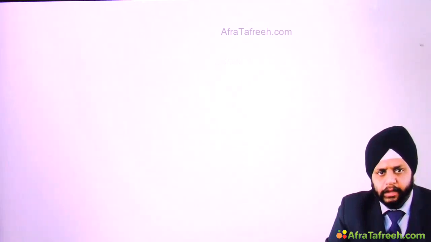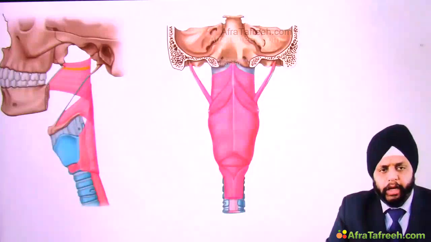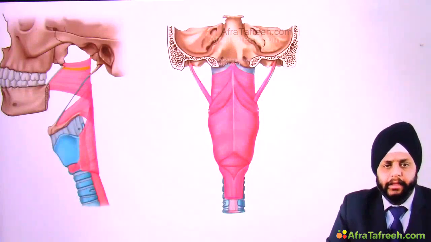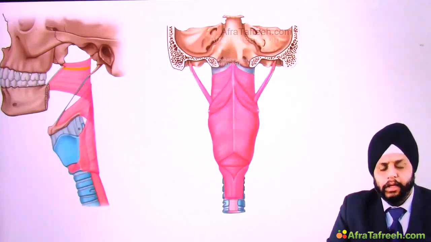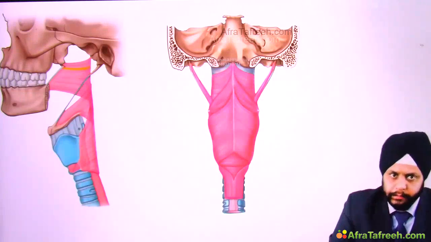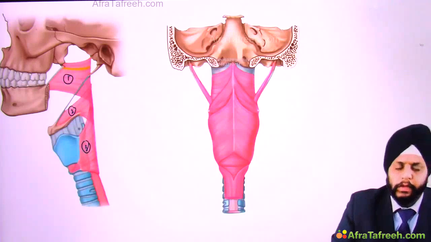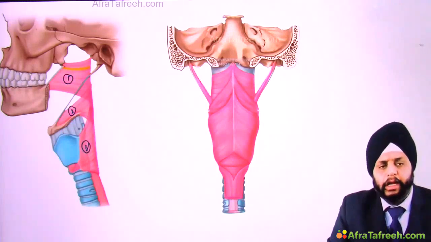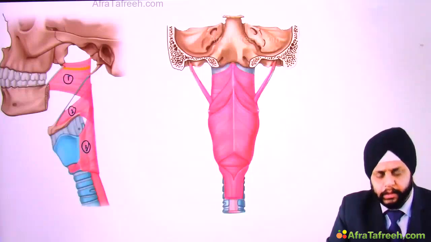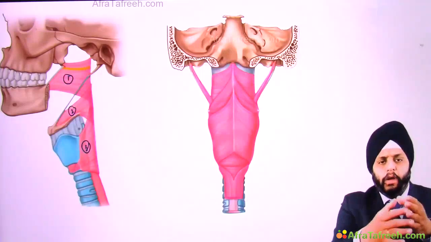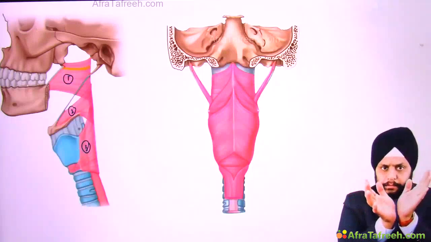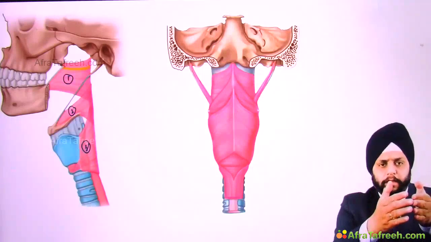Okay, let's look at this diagram. Once we look at this diagram, we can see that the wall of the pharynx is made up of 3 muscles. Okay, you can see over here 1, 2, and 3. Which are these 3 muscles? These are the 3 constrictor muscles which go around the pharynx like this. Okay, so there are 3 constrictor muscles of the pharynx.